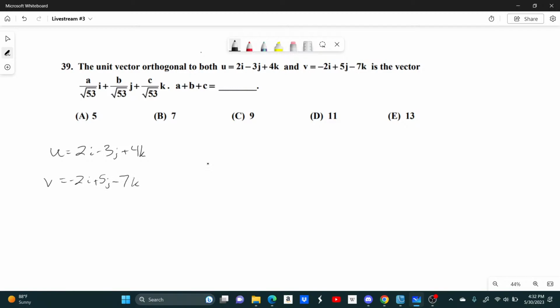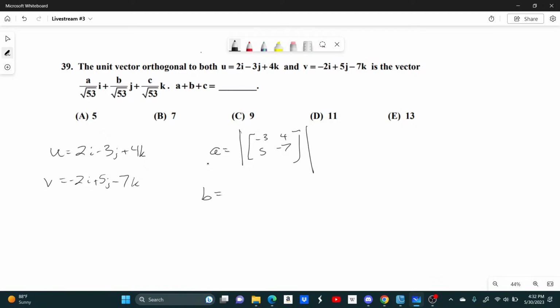So to find a, basically what I do is, since a is associated with the i, I ignore all the ones that have i's, and then I make a matrix with what I have left over. So you can see I've just taken out my i's. Now I have negative 3, 4, and 5, negative 7, like that. And then I take the determinant of this matrix, and that's A.